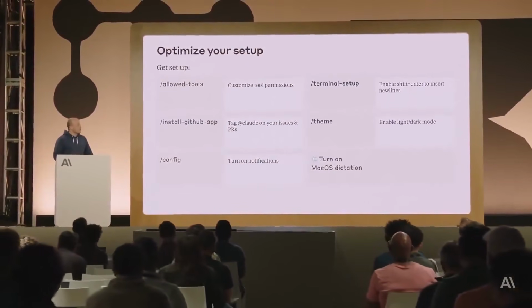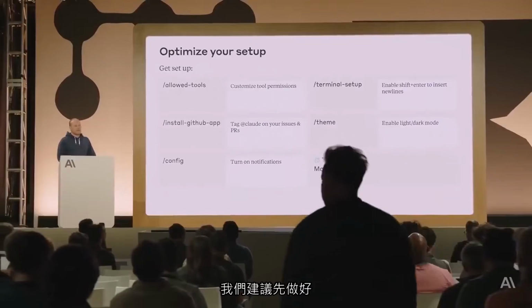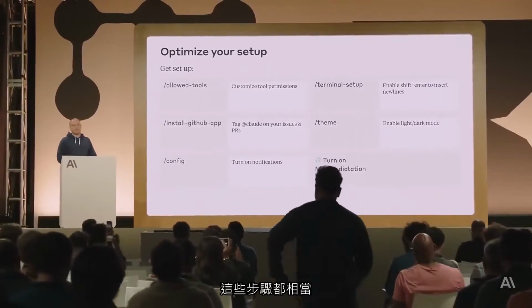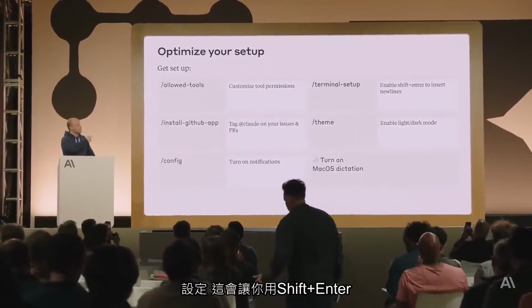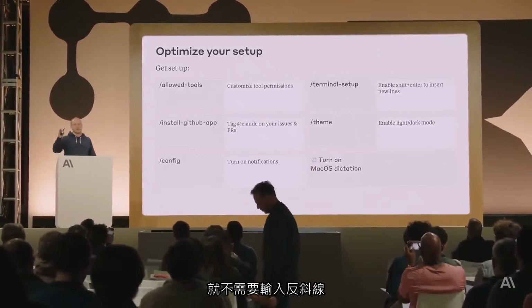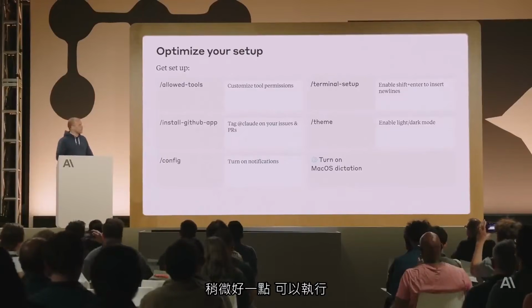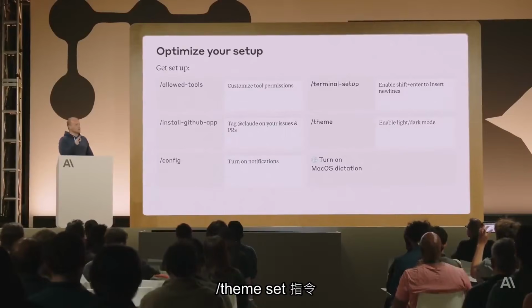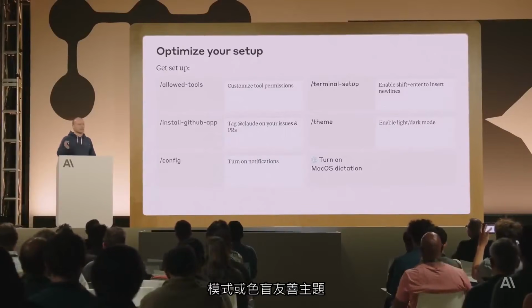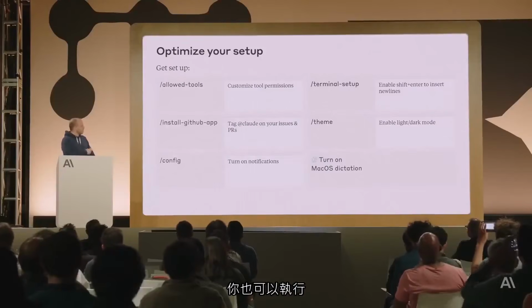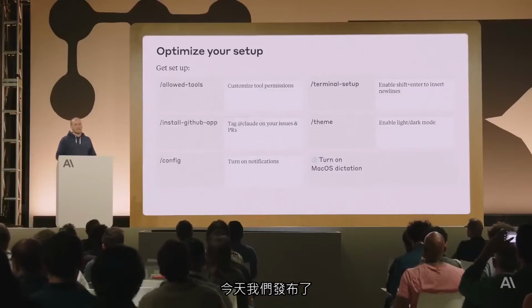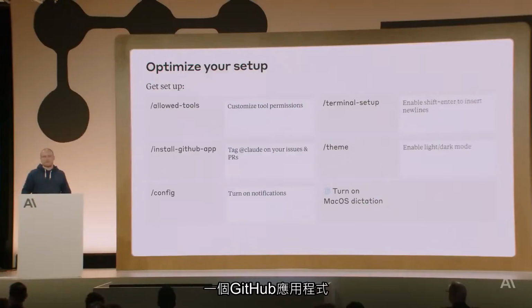As you open up Claude Code for the first time, there's a few things that we recommend doing to get your environment set up. And these are pretty straightforward. So run terminal setup. This will give you Shift-Enter for new lines, so you don't have to do backslashes to enter new lines. It makes it a little bit nicer to use. Do /theme to set light mode or dark mode or Daltonize themes. You can do /install GitHub app. So today we announced a GitHub app where you can mention Claude on any GitHub issue or pull request. So to install it, just run this command in your terminal.